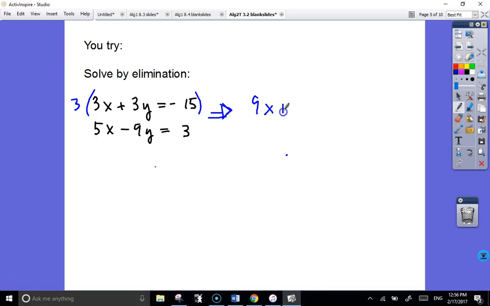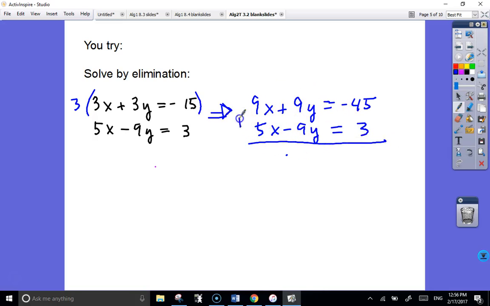9x plus 9y equals negative 45, and 5x minus 9y equals 3. Okay, because these are opposites, we're going to add. 9x plus 5x, 14x. 9y's cancel, and we get negative 42. Divide by 14, negative 3.